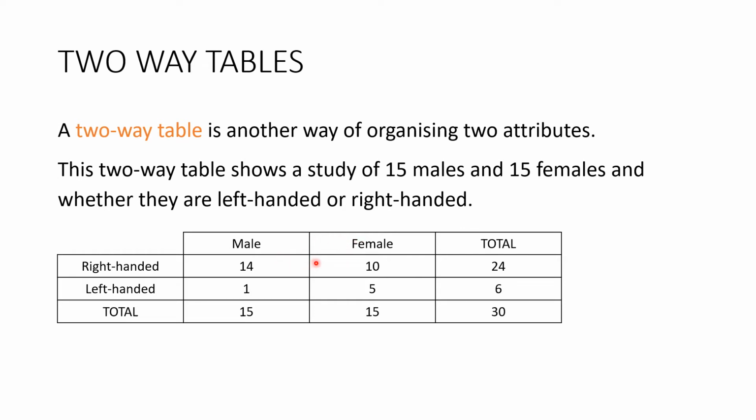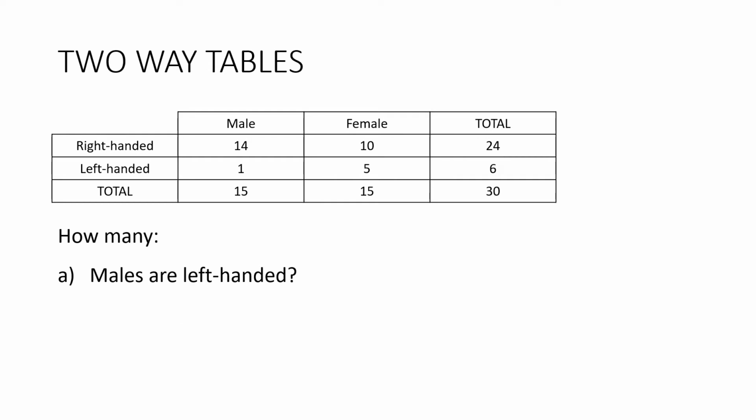Now each of these cells represents a different attribute, or pair of attributes actually. So there are 14 right-handed males. There's one left-handed male. There are 10 right-handed females and 5 left-handed females. And we can total the rows and the columns. And these two numbers here should add to the total number of people, which is 30, and so should these here. So just a different way of organising our information. Let's answer some questions about this.